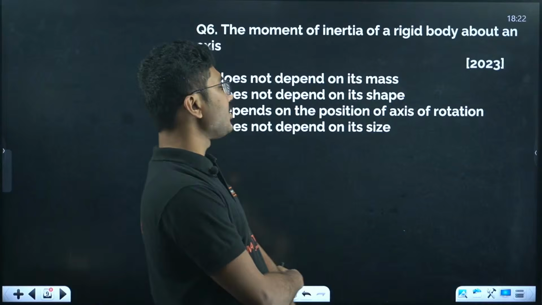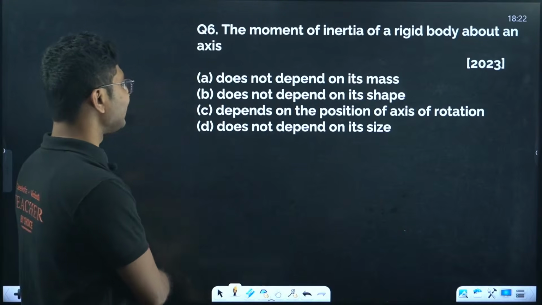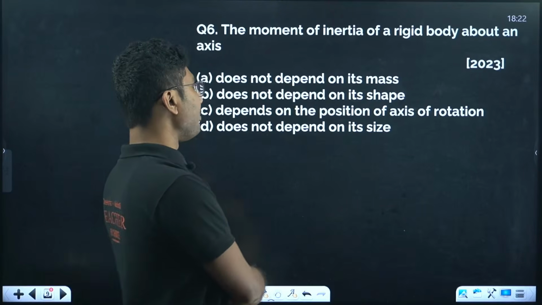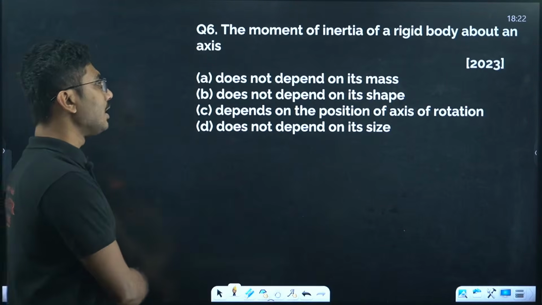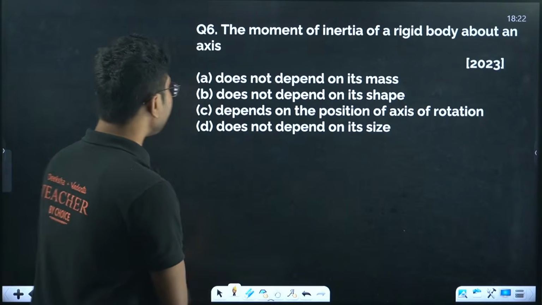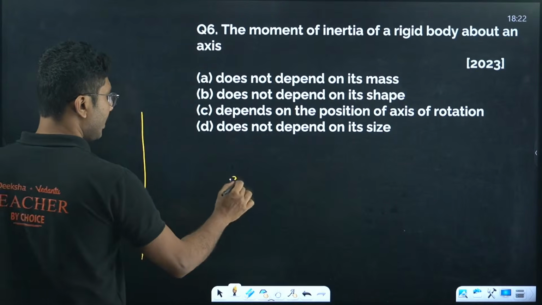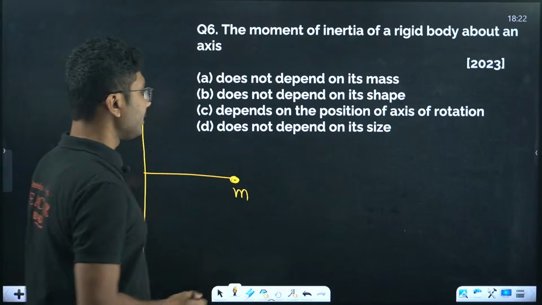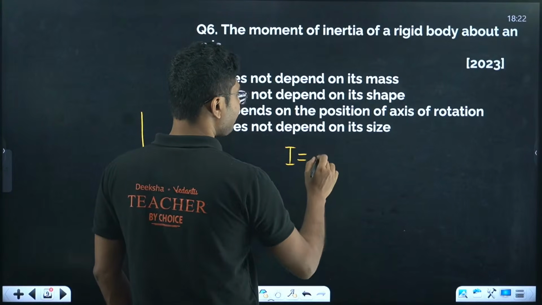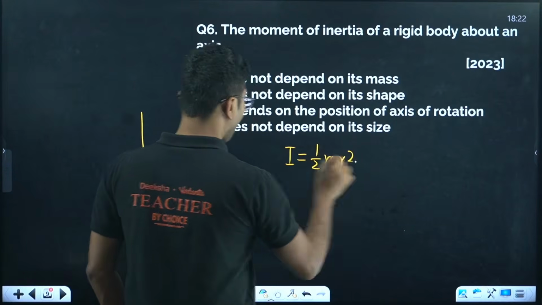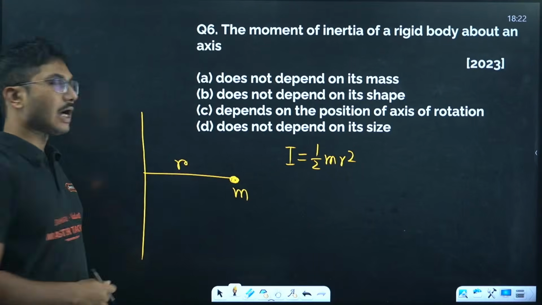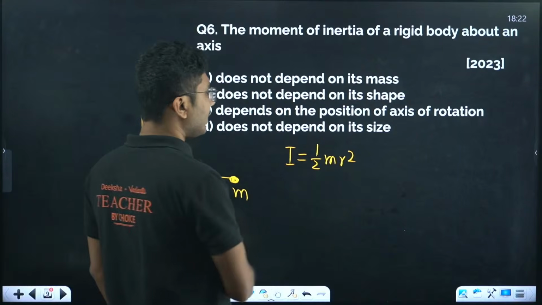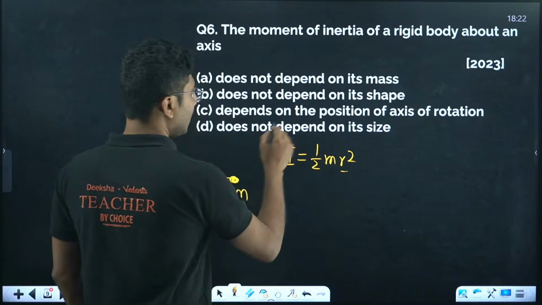The moment of inertia of a rigid body about an axis does not depend on its mass, does not depend on its shape, depends on the position of the axis of rotation, does not depend on its size. So what is the meaning of that? Suppose we have an axis of rotation and a mass m. The moment of inertia of a point mass located at a distance r from the axis is given by m r square. So it depends on the position of the axis.